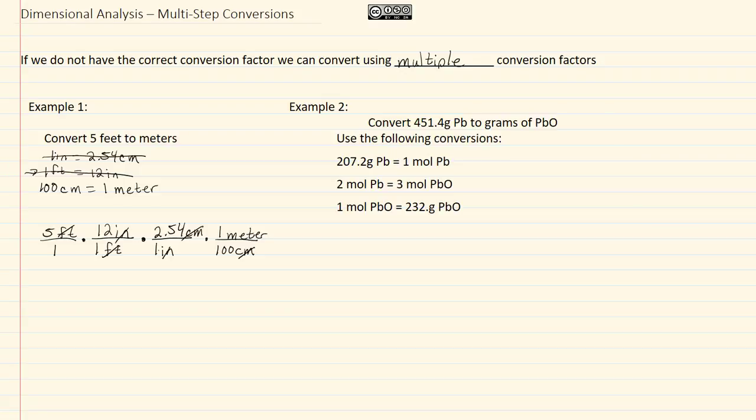Okay, so what that means for this particular problem is that I have 5 times 12 times 2.54, and then I ignore all the ones, and we're going to divide by 100. I'll just enter it in my calculator just like that. And I get that this equals 1.524, and then this will be meters.